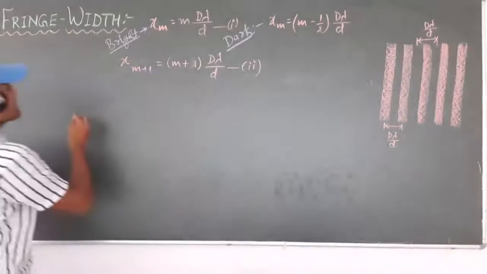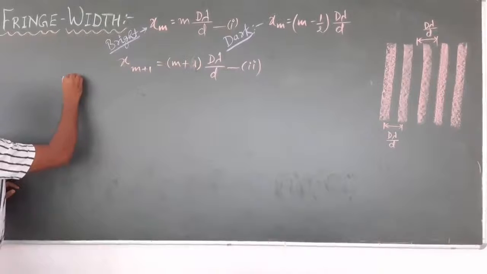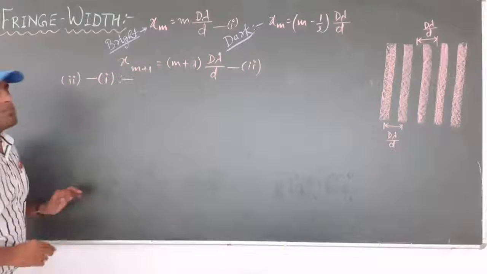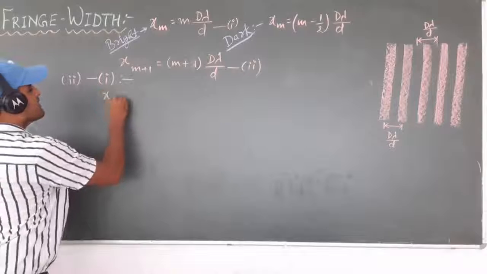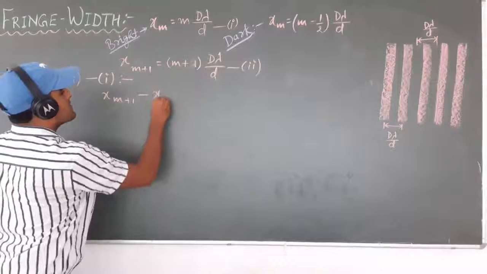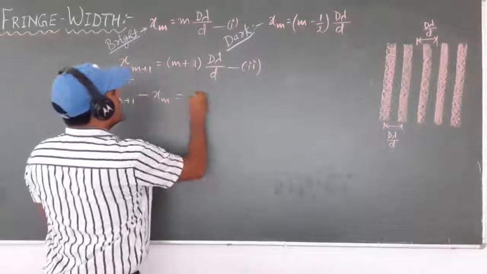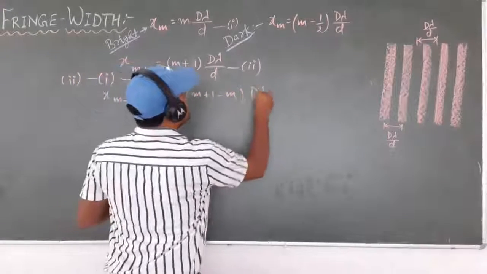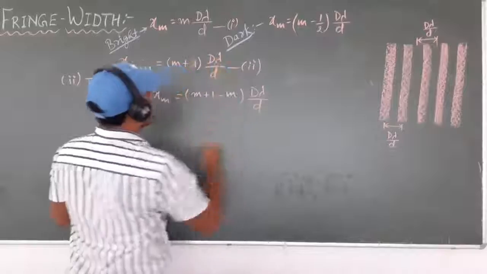So how? Subtracting equation 1 from 2, x m plus 1 minus xm is equal to (m plus 1 minus m), and D lambda by d is taken common.